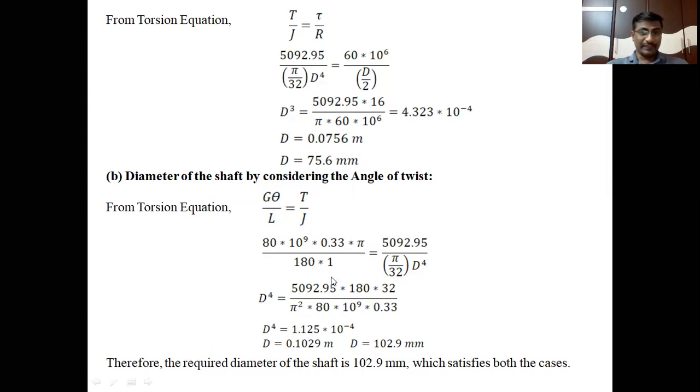To not exceed, we should use this diameter, 102.9 mm. Therefore, the required diameter of the shaft is 102.9 mm, which satisfies both the cases. If you take 102.9 mm as the required diameter, this satisfies both cases. Both cases means if you take 102.9 mm, the maximum shear stress does not exceed 60 megapascals, and also the angle of twist does not exceed 0.33 degrees. So you should take the maximum value of these two as the required diameter.